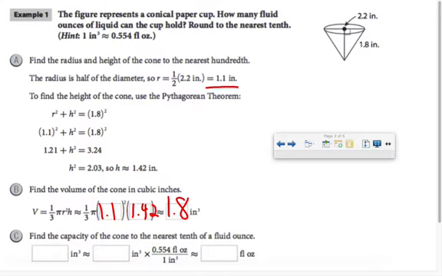So now we find the capacity of that cone by taking the 1.8 inches that is the volume in cubic inches and use this conversion factor to convert it into how many fluid ounces 1.8 cubic inches is equivalent to. So I'm doing that 1.8 approximately times 0.554, and I get approximately 1 fluid ounce.